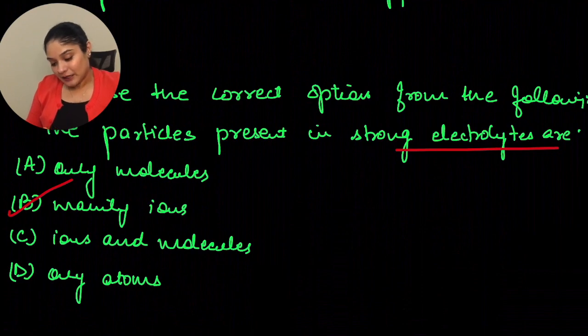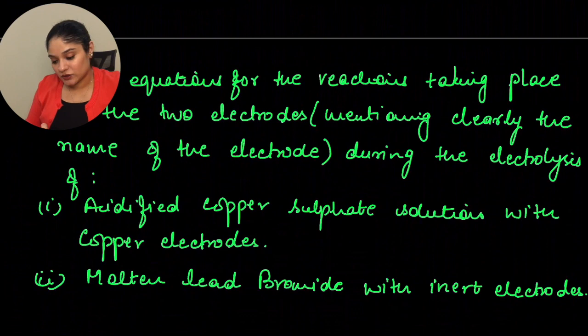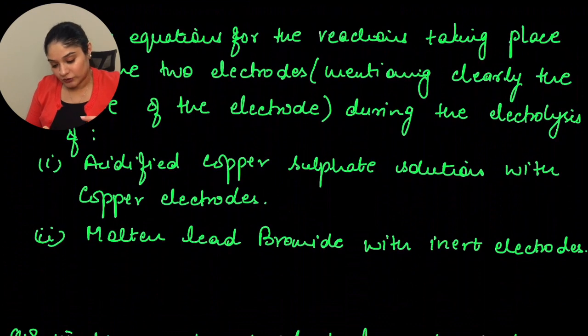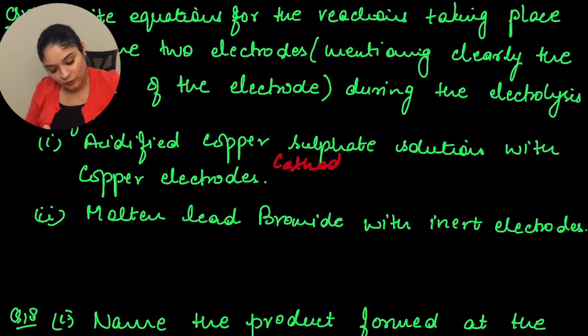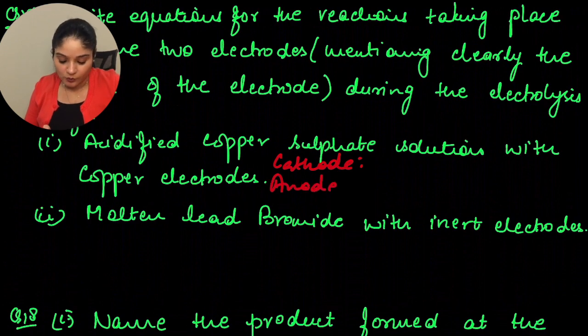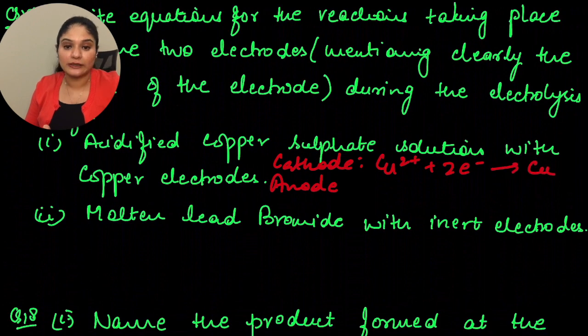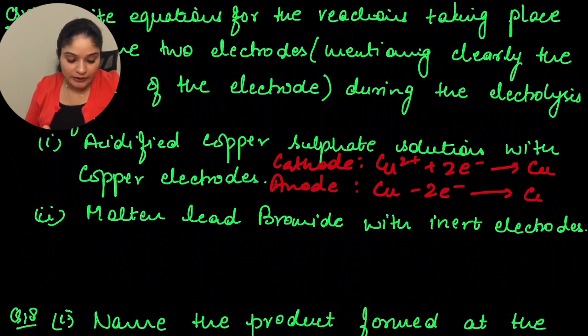Now the next is, write equations for the reactions taking place at the two electrodes, mentioning clearly the name of the electrode, during the electrolysis of the following. The first case is acidified copper sulfate solution with copper electrodes. In this case, you'll have to clearly write cathode, then anode. At the cathode you have Cu2+ + 2 electrons giving Cu, which gets deposited there. That's the reason the size of the cathode increases. And at the anode, copper is losing electrons and getting converted into ions.